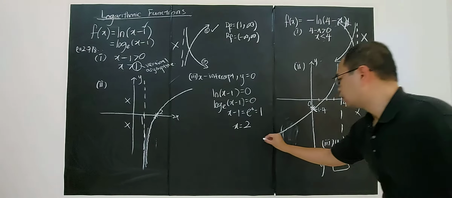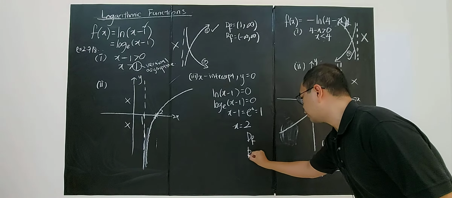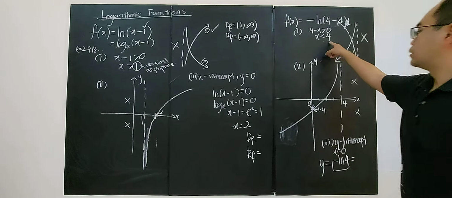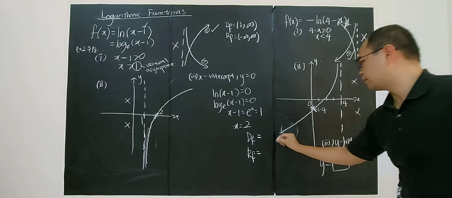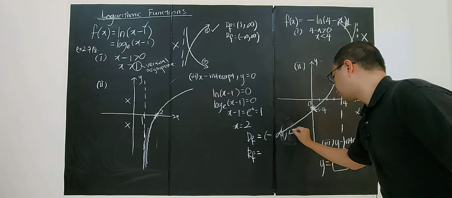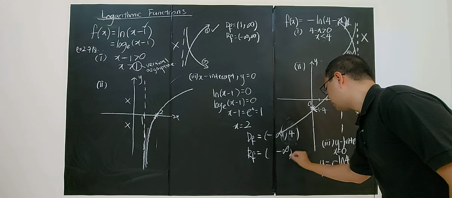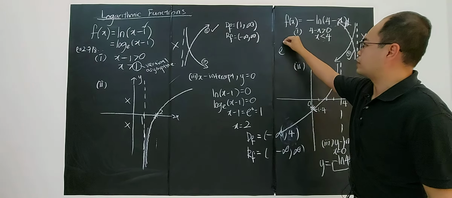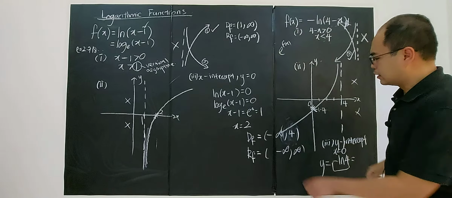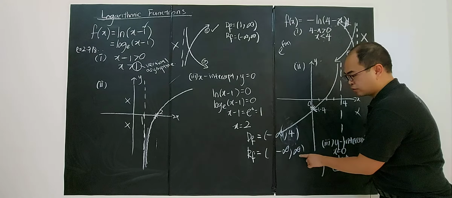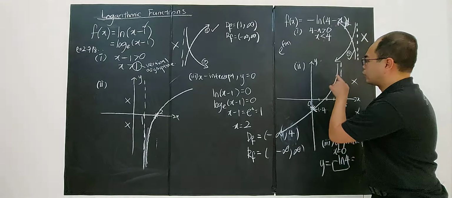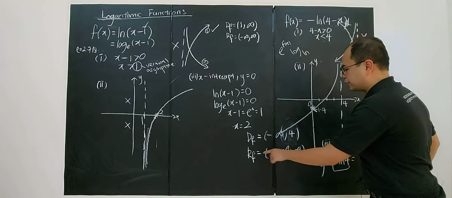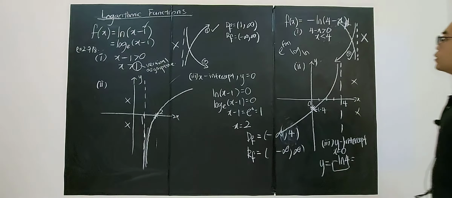The same thing also for the domain and the range. The domain for f will be less than 4, right? Less than 4 means negative infinity up to 4, and the range is always negative infinity to infinity. What you find out is, for the exponential function, the domain is always negative infinity to infinity, right? But for the logarithmic function, the log or ln function, the range is always negative infinity to infinity, right?